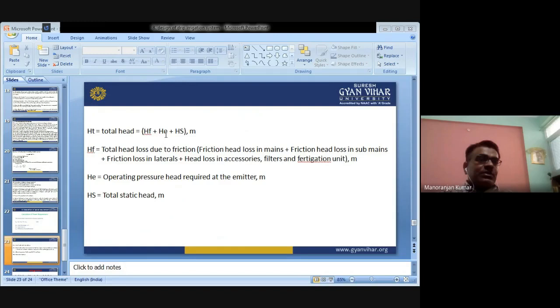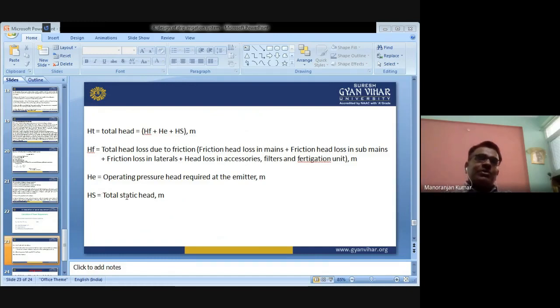Okay, and HE. HE is the operating pressure head required at the emitter. Okay, the water will not flow automatically from the emitter. If the emitter reaches a particular pressure, then under that condition the emitter will discharge the required output. So it is the operating pressure head required at the emitter. So non-PC, non-pressure compensating emitters have operating pressure generally 10 meter, 10 meter or 1 kg. Both are same, 10 meter or 1 kg.